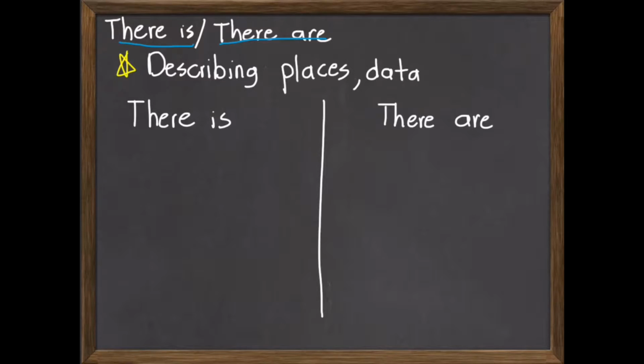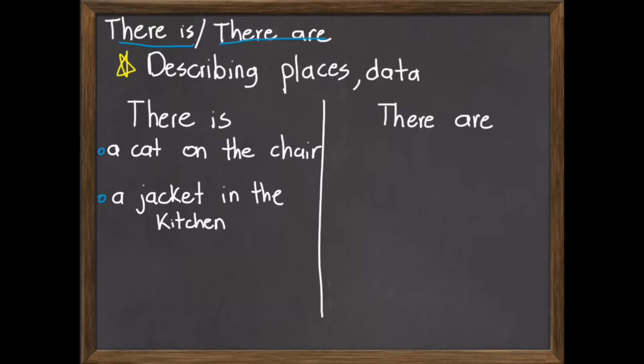Firstly, there is. For example, there is a cat on the chair. There is a jacket in the kitchen. There's a spider in the sink. We can also say there's a bathroom upstairs. And on the next page, we will look at how to make questions with there is and there are, and short answers.